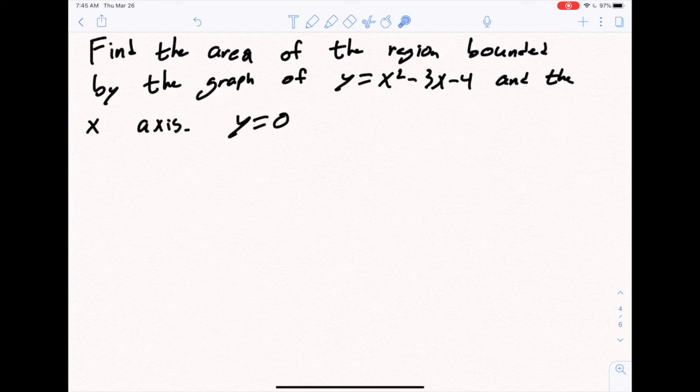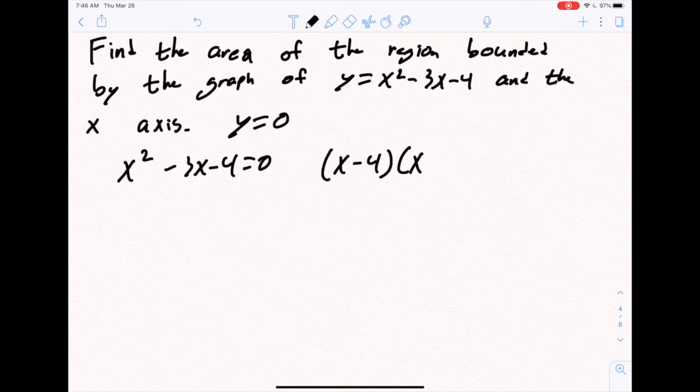We need to set x squared minus 3x minus 4 equal to 0. And that gives us x squared minus 3x minus 4 equals 0. That becomes x minus 4 times x plus 1 equals 0. So this tells us that our endpoints are at x equals positive 4 and x equals negative 1.